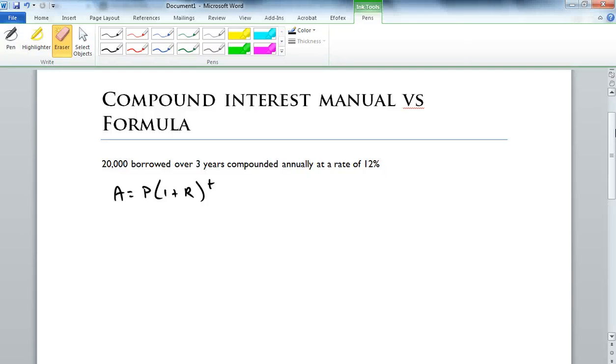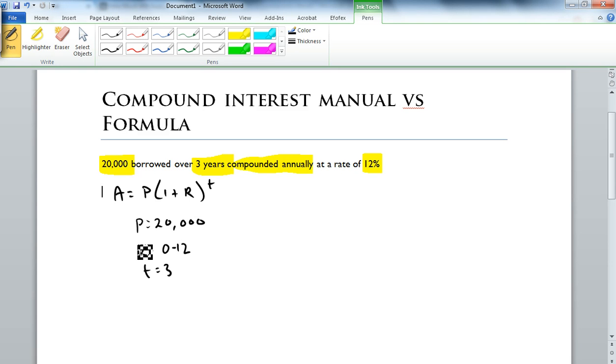Okay, in this video we're going to do a simple comparison between compound interest calculated with the formula and how it is actually worked out manually. So I've got the figures here: 20,000 is borrowed over 3 years, compounded annually at a rate of 12%. The principal is 20,000, the rate is 0.12 and the time is 3 years.